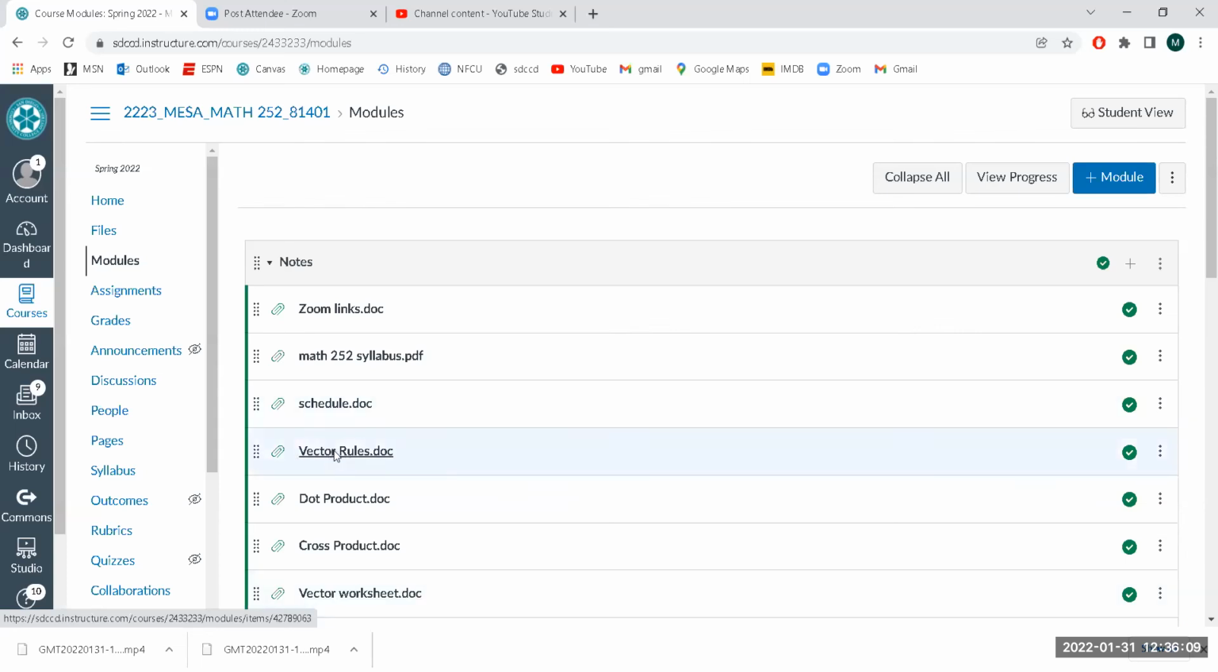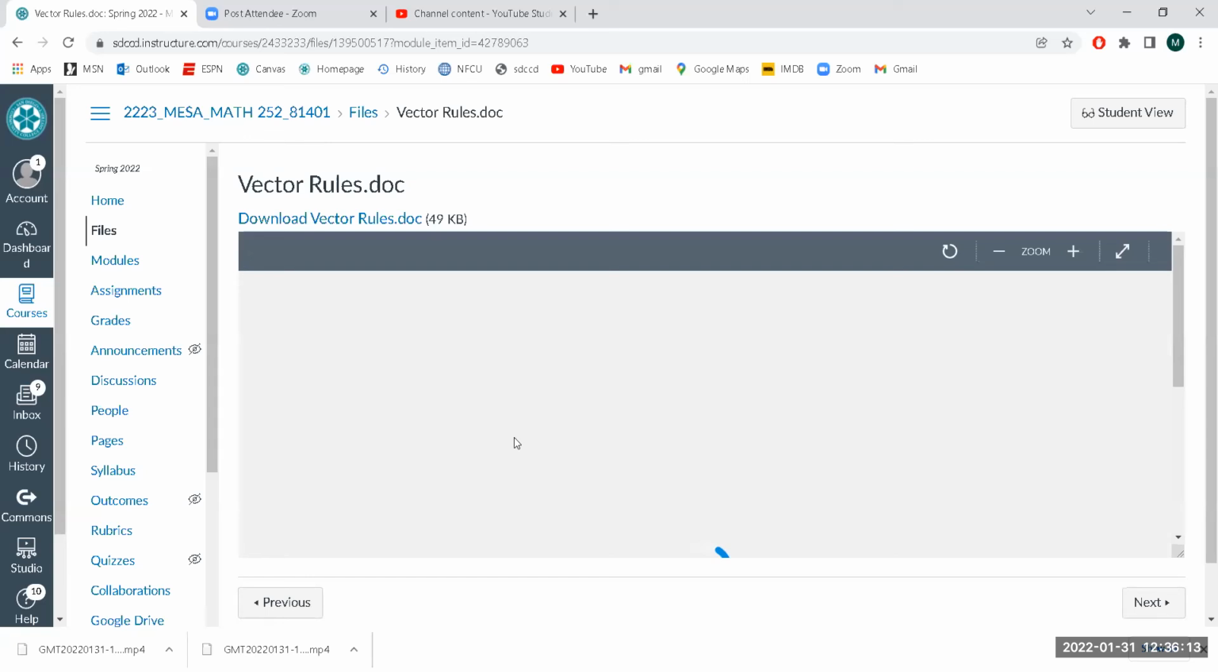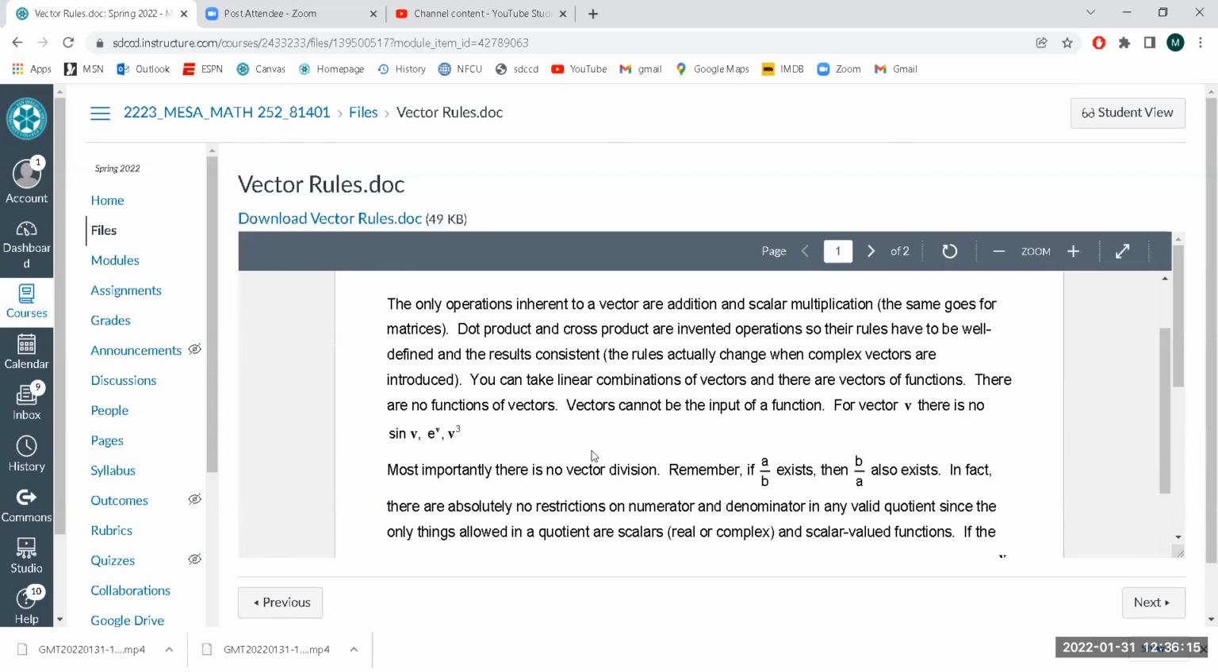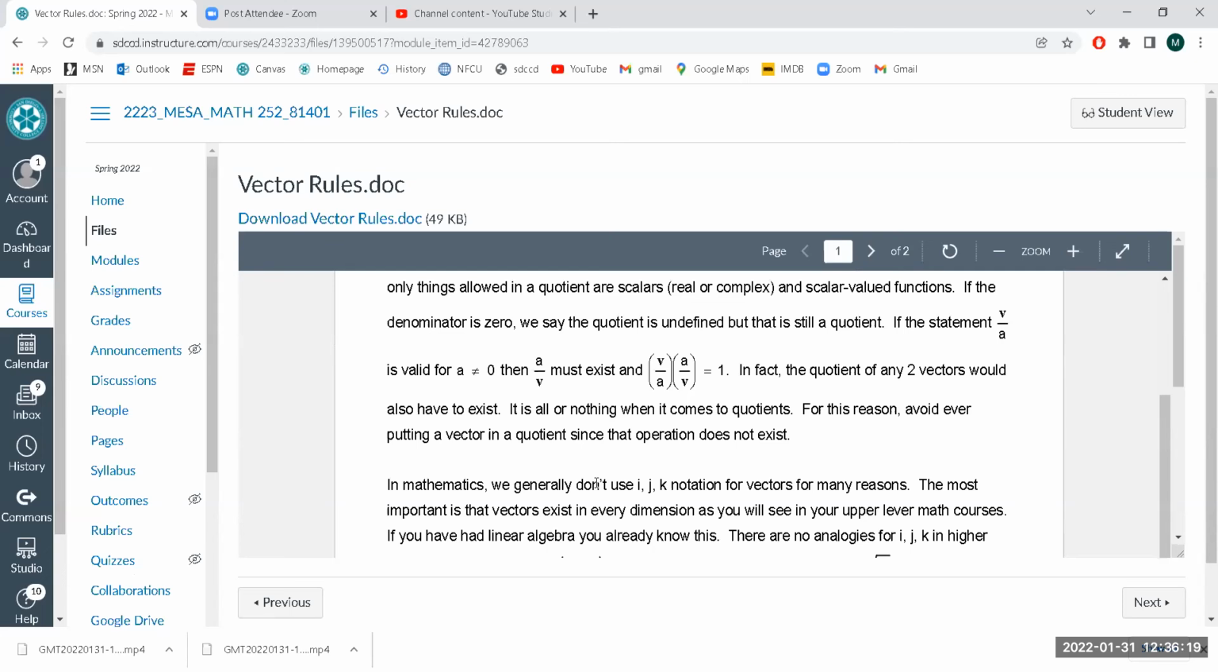Like here, vector rules. In a physics class, they don't go over this kind of stuff with you, but I go over some of the details. It's the do's and don'ts, what you can do with a vector. For example, a vector cannot appear in a quotient. Mathematically, that's an impossible statement. A lot of people will try to do vector quotients.